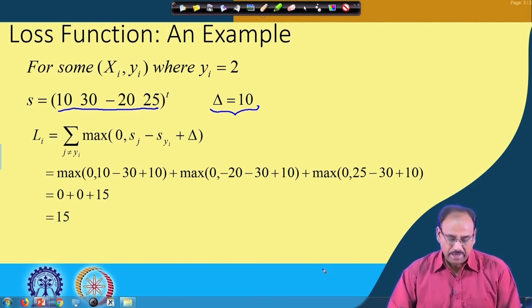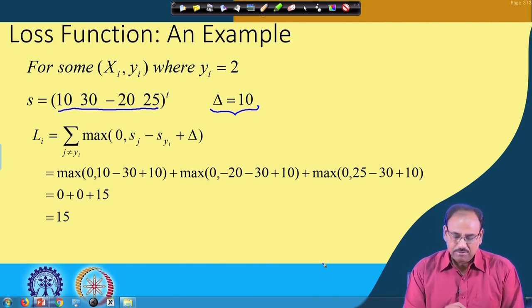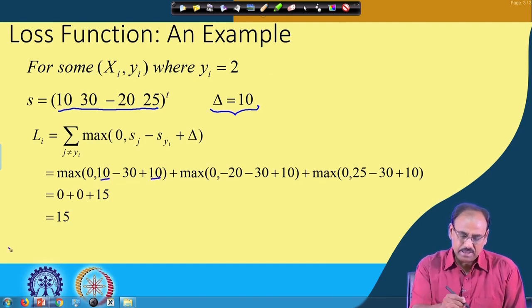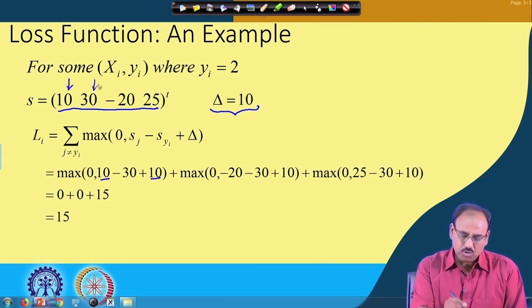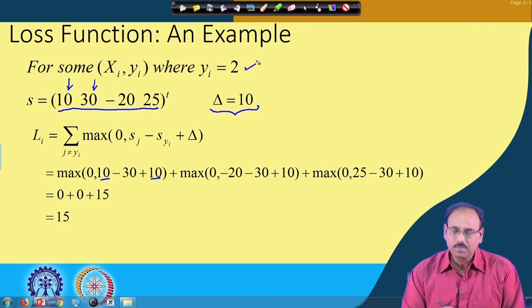So, if I compute L i, you find that it will have these 3 components. One is maximum of 0, 10 minus 30 plus 10, this 10 is delta. The first 10 is the score function for category 1 and 30 is the score function for category 2. So, this is 0, 10 minus 30 plus 10, which becomes minus 10.